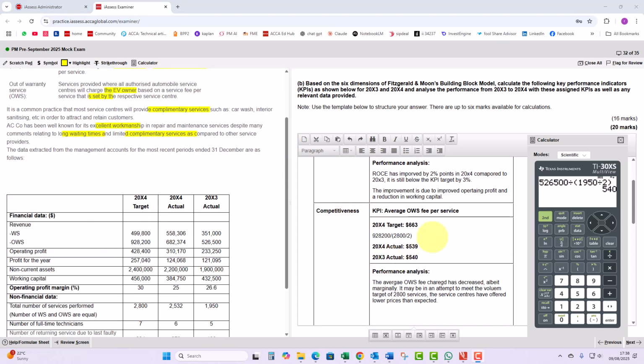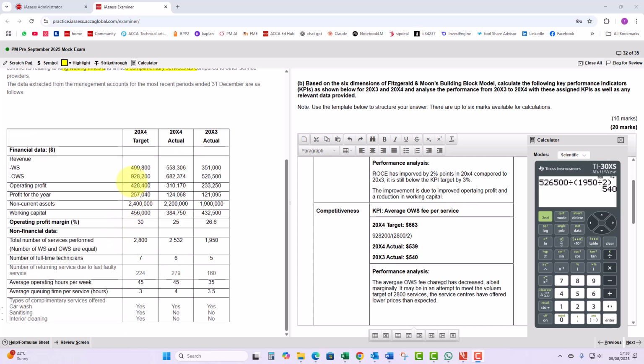So the competitiveness KPI is the average out-of-warranty service fee per service. The calculation is the revenue they get from those services divided by the number of out-of-warranty services, and we're told these are equal, so that's the 2,800 divided by 2. So what I've done is I've said that it's hardly changed. A $1 change on something like that is not material, so I've put it's decreased, albeit marginal.